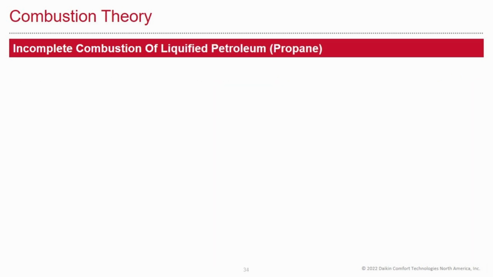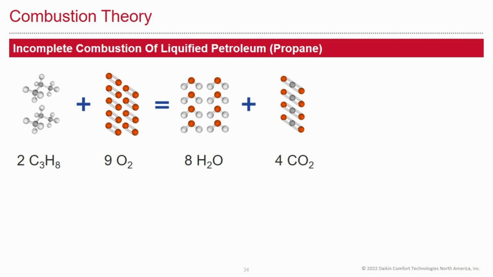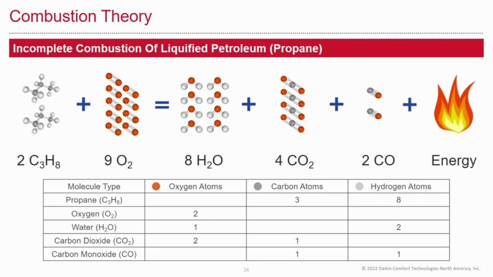Incomplete combustion of LP, propane. 2 propane molecules plus 9 oxygen molecules equals 8 water molecules. Add 4 carbon dioxide molecules, 2 carbon monoxide molecules, and energy. Molecule type breakdown is still the same.